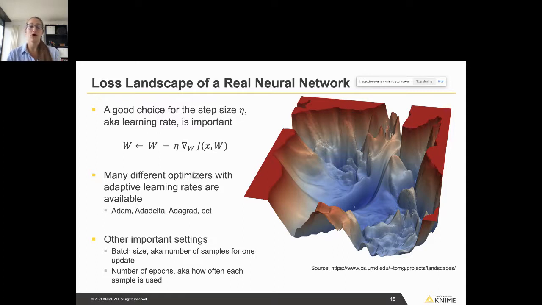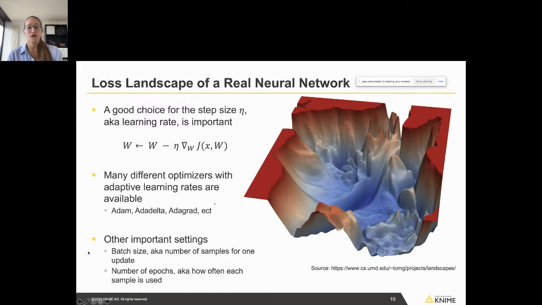And here an important parameter is actually how big I make my steps. So the step size is really important. And the step size is often also called learning rate. But luckily, we don't really have to take care of defining this manually nowadays, because deep learning researchers came up with many different flavors of gradient descent with adaptive learning rates, which take care of choosing a good learning rate at any step when we train our neural network. Commonly used algorithms here are called, for example, Adam, Adadelta, or Adagrad.